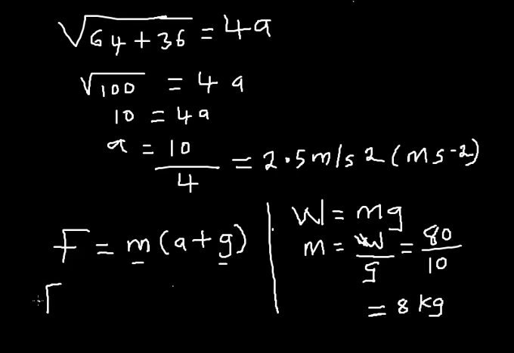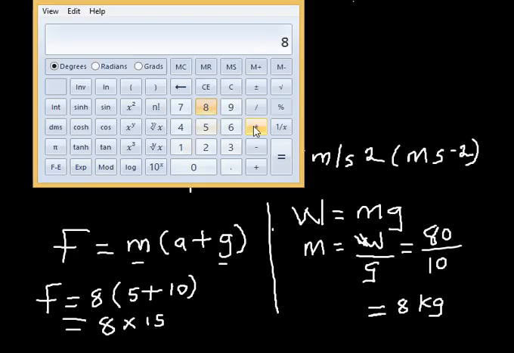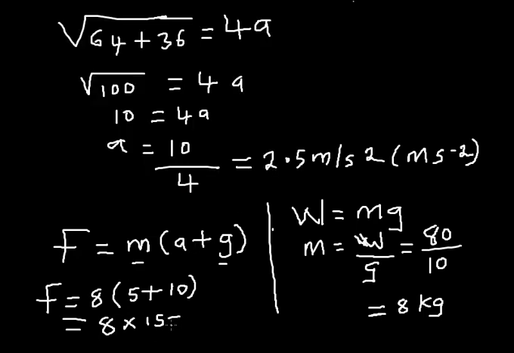So F now is going to be equal to 8 kg, then times 5, the acceleration of the elevator, then plus g, which is 10, acceleration due to gravity. So everything is going to be equal to 8 times 15. So 8 times 15, that's 120. So the force on the elevator is 120 Newton.